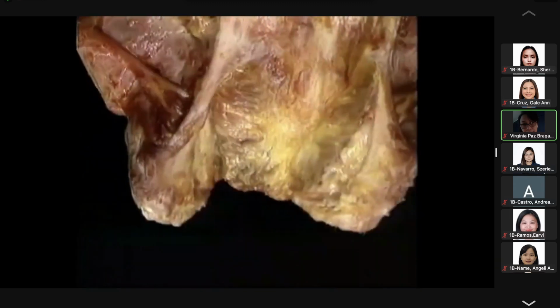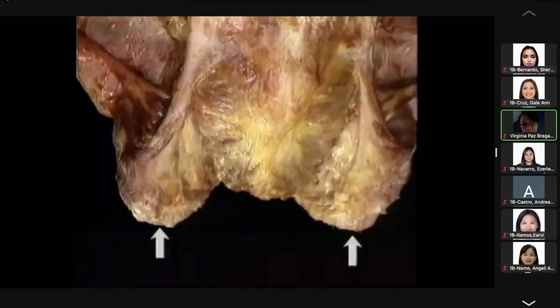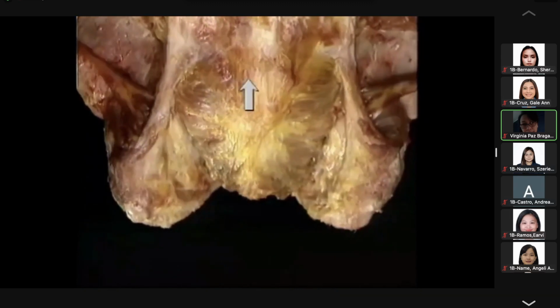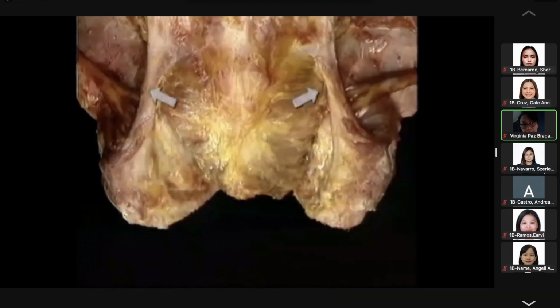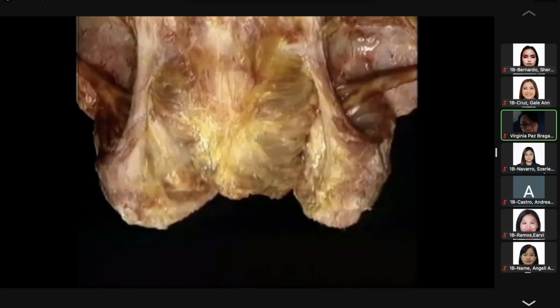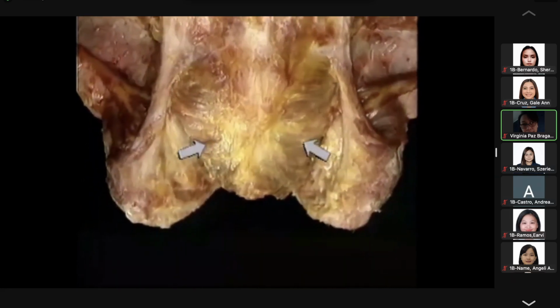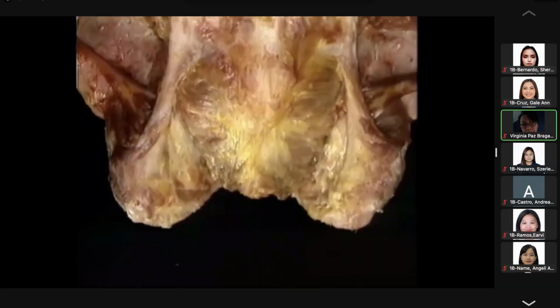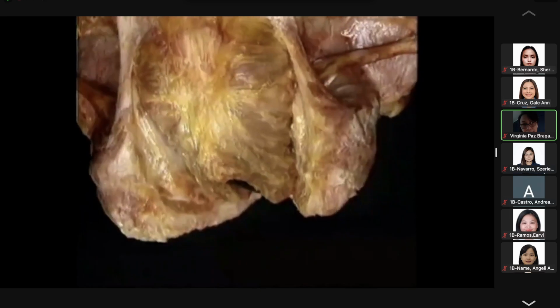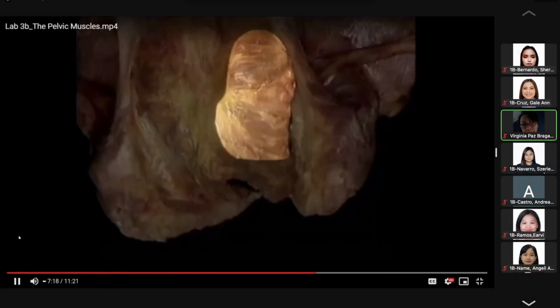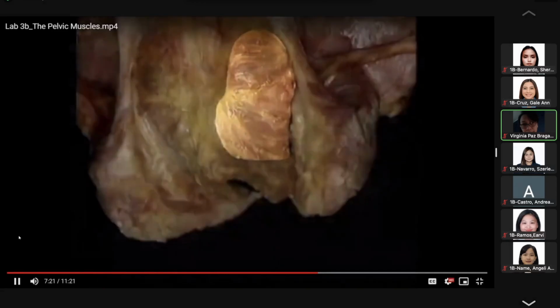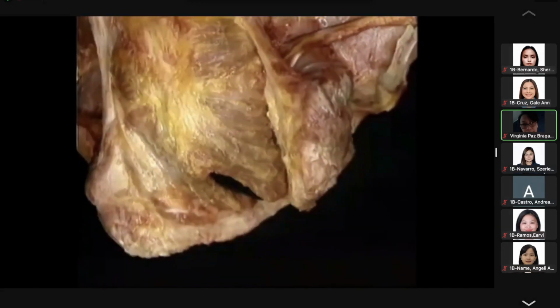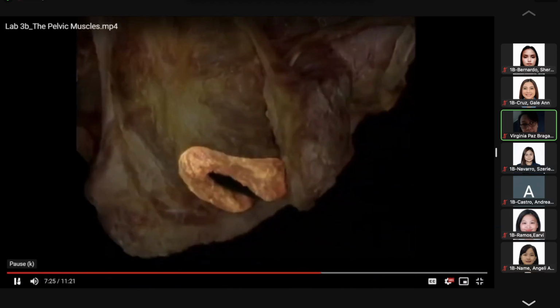Now that we've seen the intact pelvic diaphragm from above, let's look at it from behind and from beneath. Here are the ischial tuberosities. Here's the tip of the coccyx. Here are the sacrotuberous ligaments. Here are the two levator ani muscles. This is the ischiococcygeus part. This is pubococcygeus.